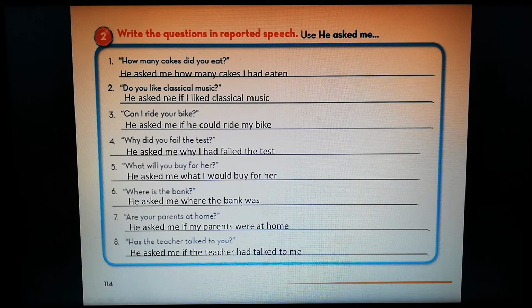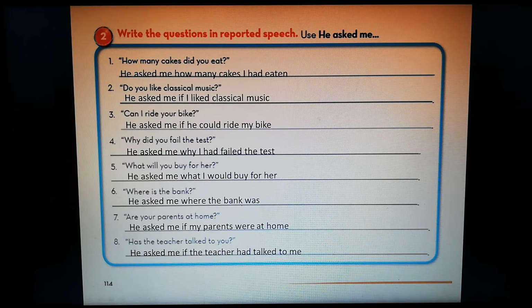Number 2. Do you like classical music? He asked me if I liked classical music. Number 3. Can I ride your bike? He asked me if he could ride my bike. Number 4. Why did you fail the test? He asked me why I had failed the test.